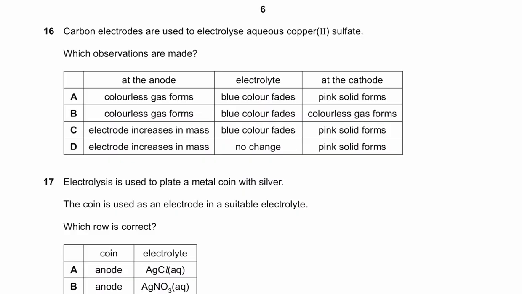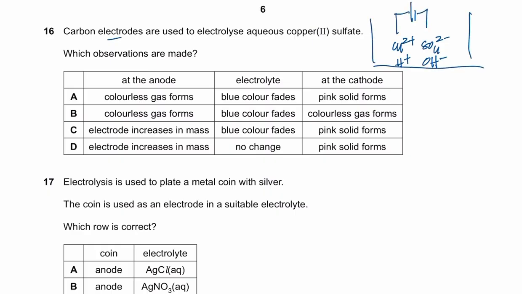Question 16 says carbon electrodes are used to electrolyze aqueous copper sulfate. Obviously if you have aqueous copper sulfate, you'll have the copper 2 plus ions, the SO4 2 minus ions, you'll have the H plus ions and the OH minus ions. And it's saying that carbon electrodes are used, which means that graphite is actually being used, right?